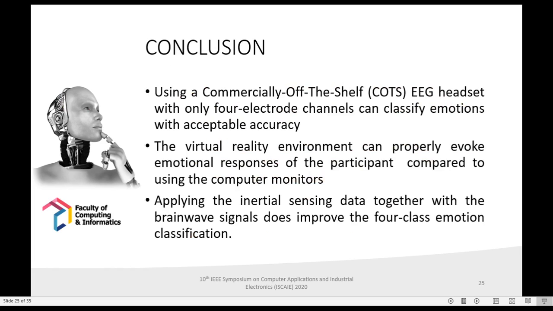So, in conclusion, using a commercial off-the-shelf EEG headset with only 4 electrode channels can actually classify emotions with acceptable accuracy. The virtual reality environment can properly evoke emotional responses of the participants, and applying the inertial sensing data does improve some of the 4-class emotion classifications. Well, in terms of average value, it does show an increase, but when we look into the confusion matrix, it showed a slightly different story. So therefore, we have to dive deeper into why this is happening.